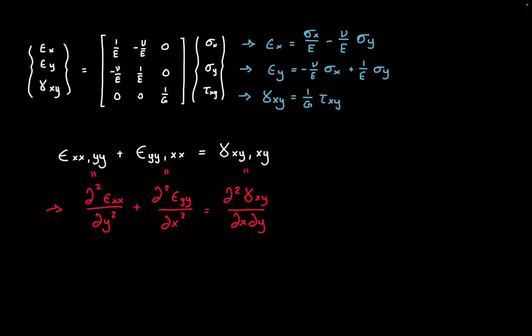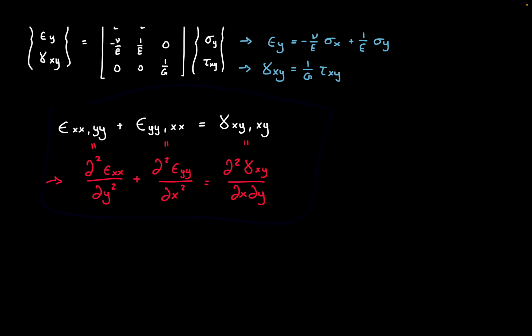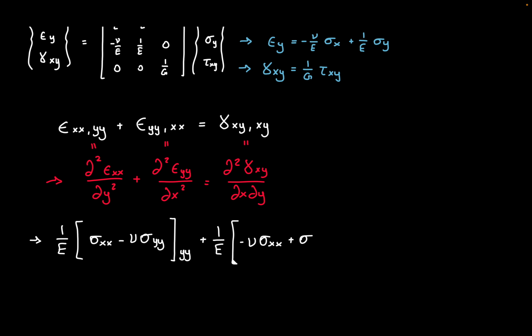But anyways, we can take our values from up here that came out of Hooke's law and plug them into this equation. By doing that, we can pull out the 1 over Young's modulus. We get sigma xx minus nu times sigma yy, and then we take the double derivative with respect to y, plus 1 over E times negative nu sigma xx plus sigma yy, and we take the double derivative with respect to x, and that'll be equal to 1 divided by G times tau xy with the double derivative, wait for it, with respect to x and y.